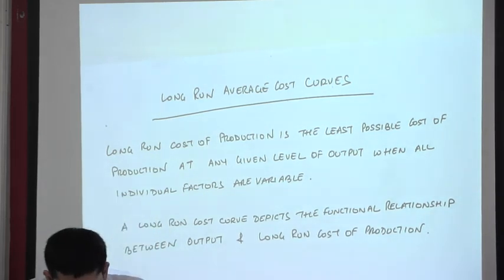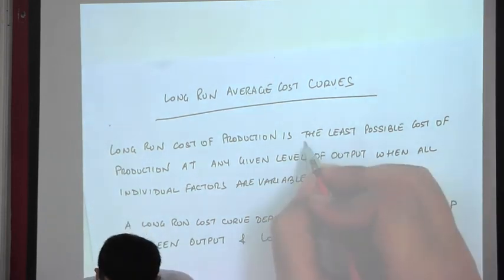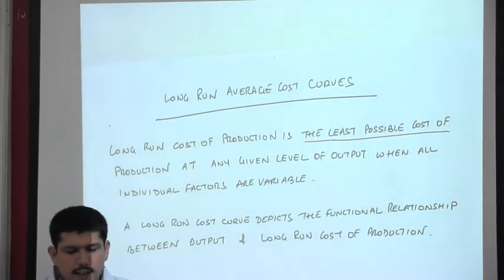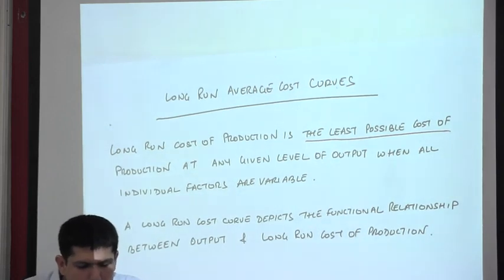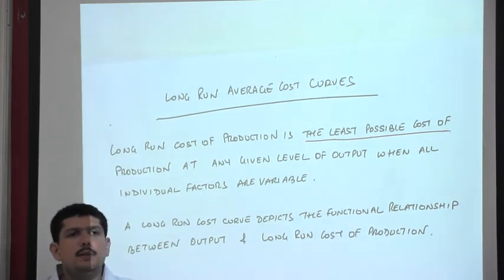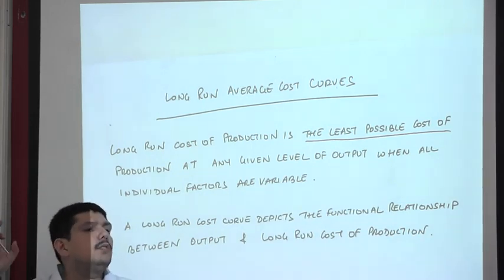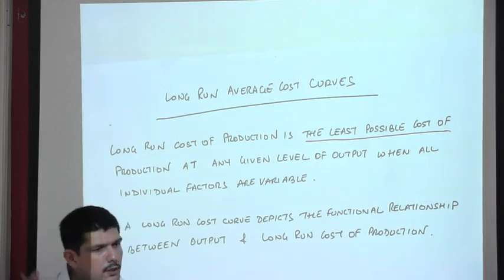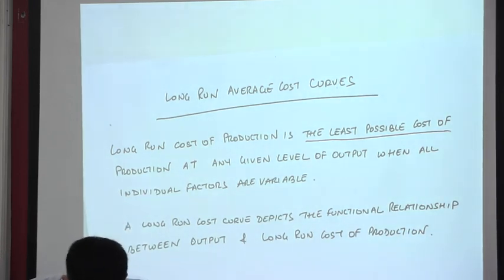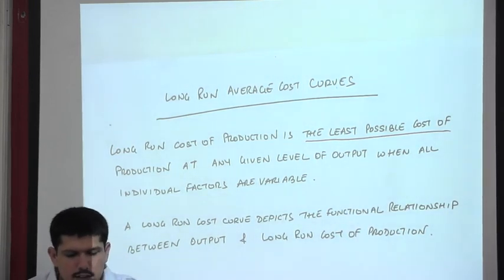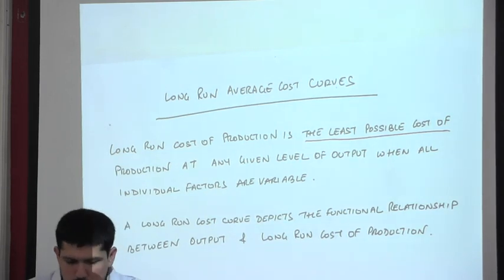So long run cost of production is the least possible cost of production at any given level of output when all individual factors are variable. Because all factors are variable, I'll choose that combination of inputs which will give me the lowest possible cost of production. So a long run cost curve depicts the functional relationship between the output and the long run cost of production. Now we'll try to understand it with the help of certain short run average cost curves.